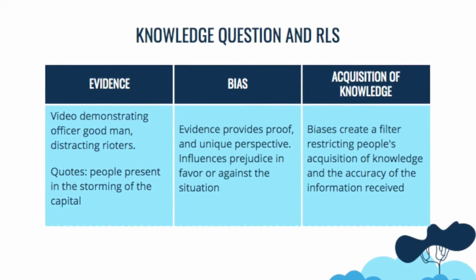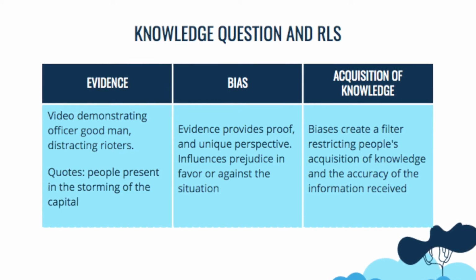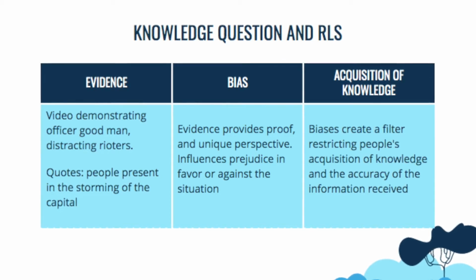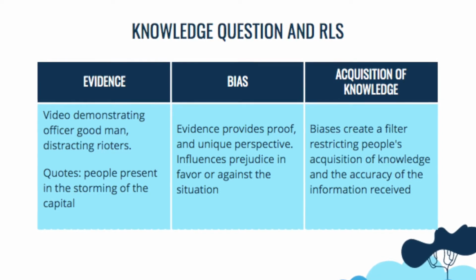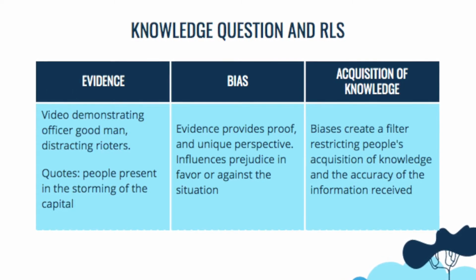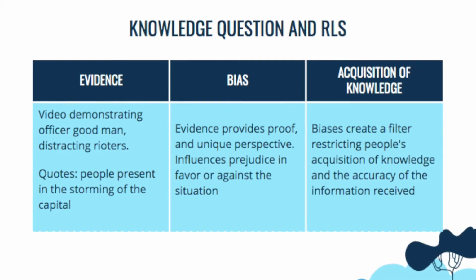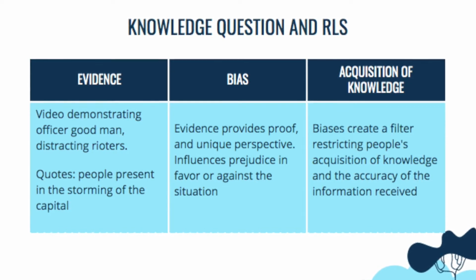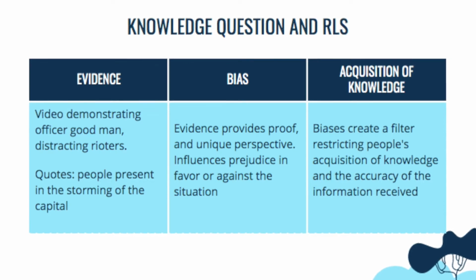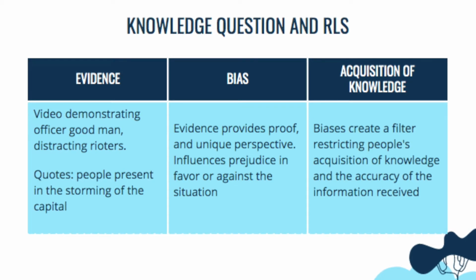The use of evidence presented in the article can influence people's bias by providing proof of how the event occurred. It can influence it as a way to provide a unique perspective of the event and support the opinion of the author of the article. The way in which evidence influences people's biases can alter the acquisition of knowledge, since biases create a filter on information perceived by the audience. It can skew the accuracy of their information received and restrict their acquisition of knowledge.